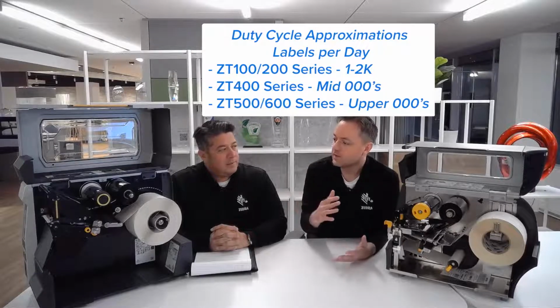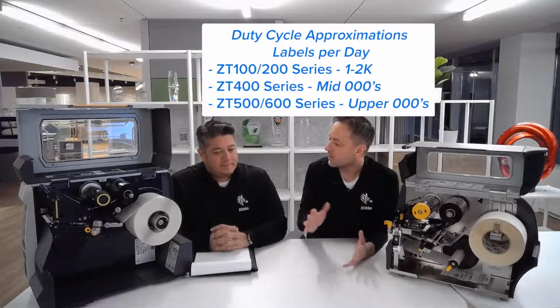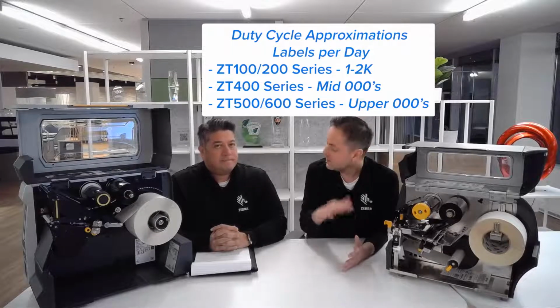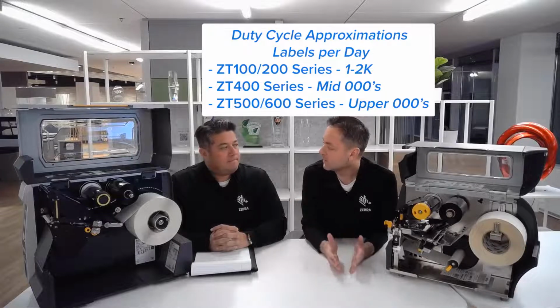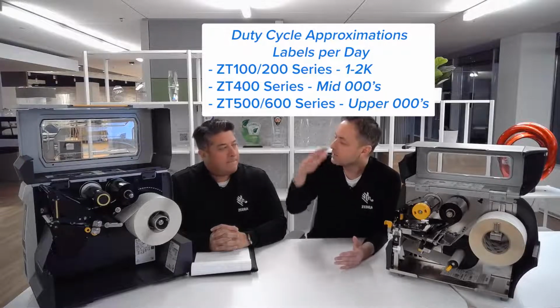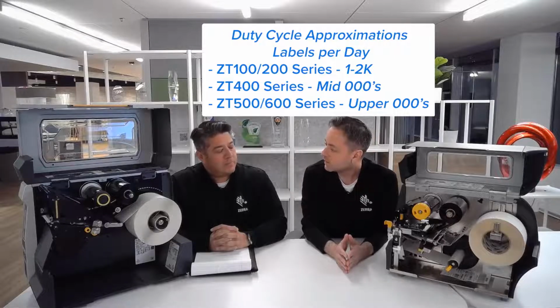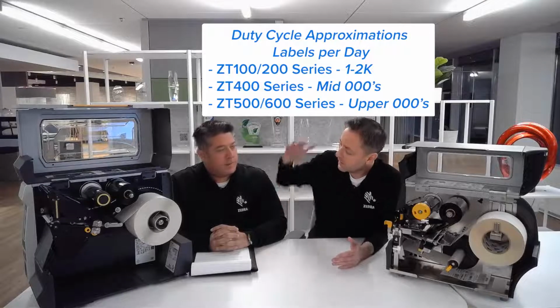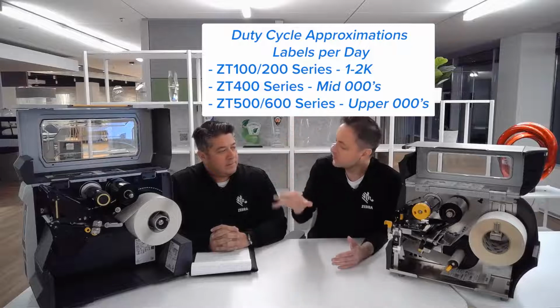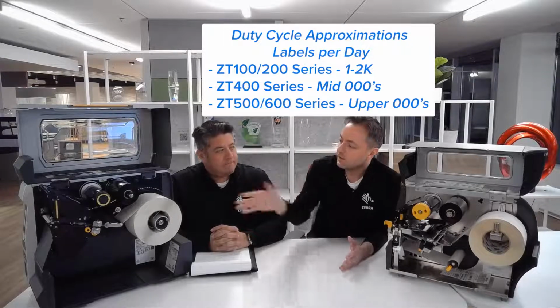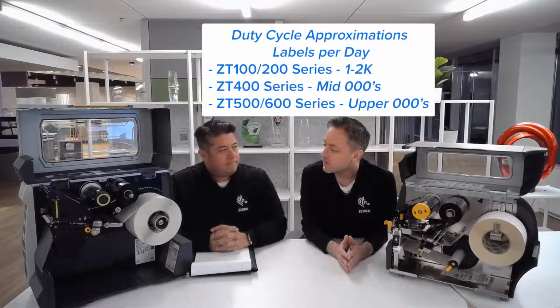Using a 4x6 label, if you're in those low thousands, like 1,000, 2,000 labels per day, that ZT100, 200's a great fit. Okay. As you start getting up into the mid thousands, that's when you really want to look towards the ZT400 line. And then if you're up in those high thousands and 24/7 operation, the ZT500 and the ZT600 is the best fit. Perfect. Mission critical applications.